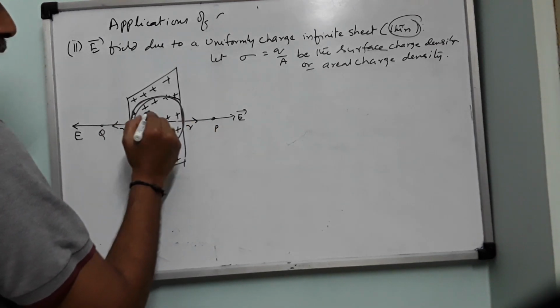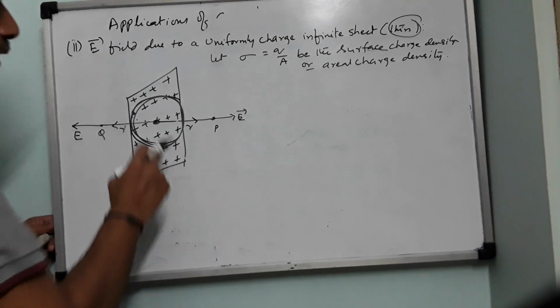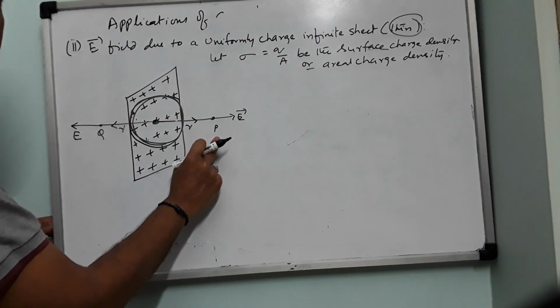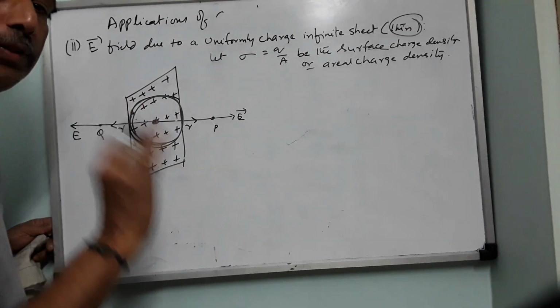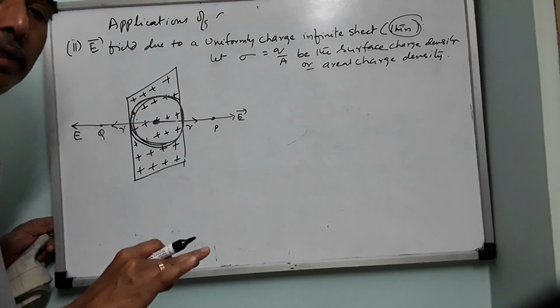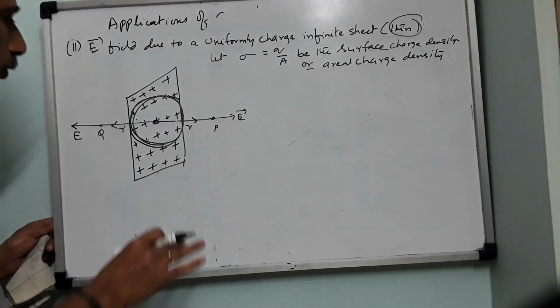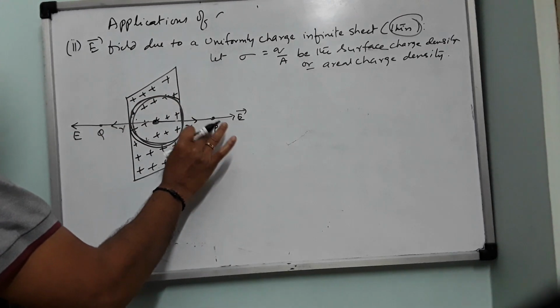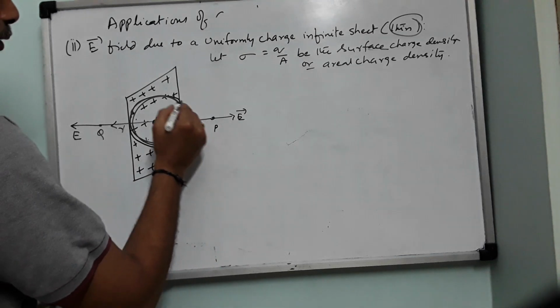Now the Gaussian surface should enclose not only your charge distribution but also the point of calculation. I repeat, whichever Gaussian surface you construct, that Gaussian surface should enclose not only the charge distribution but also the point P where we are interested. So then this will be like this.